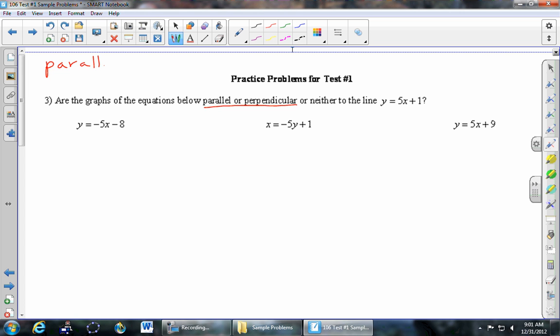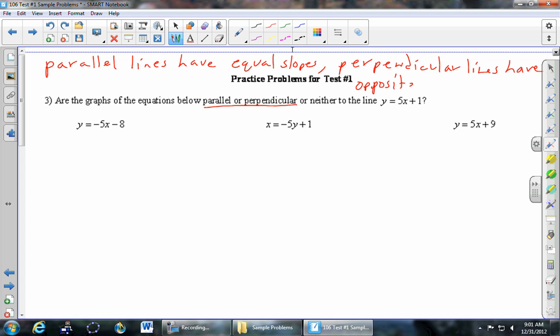Parallel lines have equal slopes, and perpendicular lines have slopes that are opposite reciprocals. So the first thing we need to do is find the slope of all 4 of the lines that we've got here.